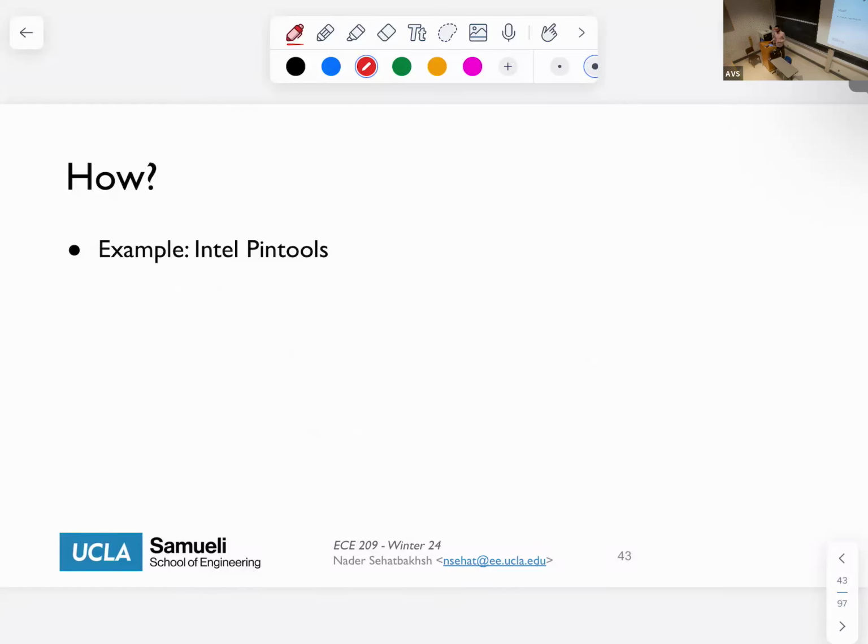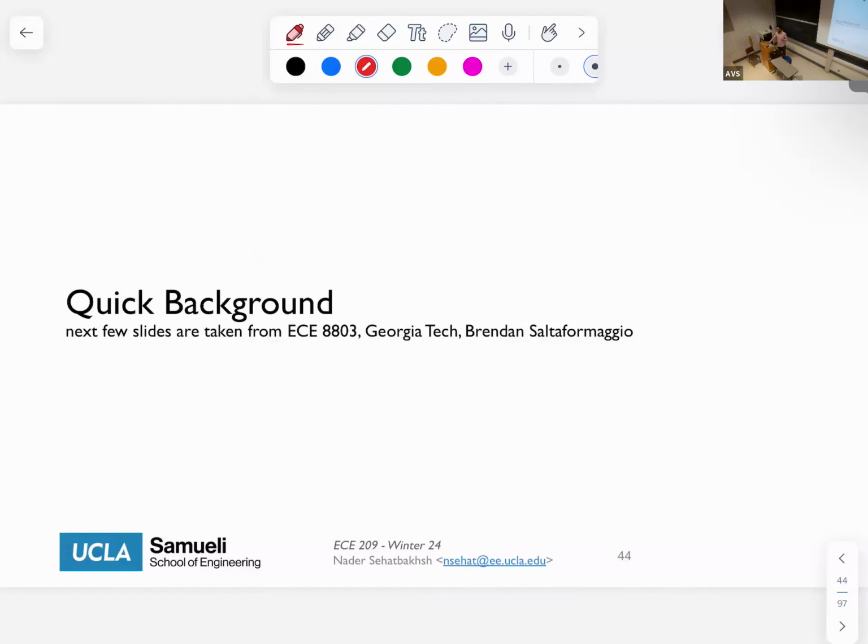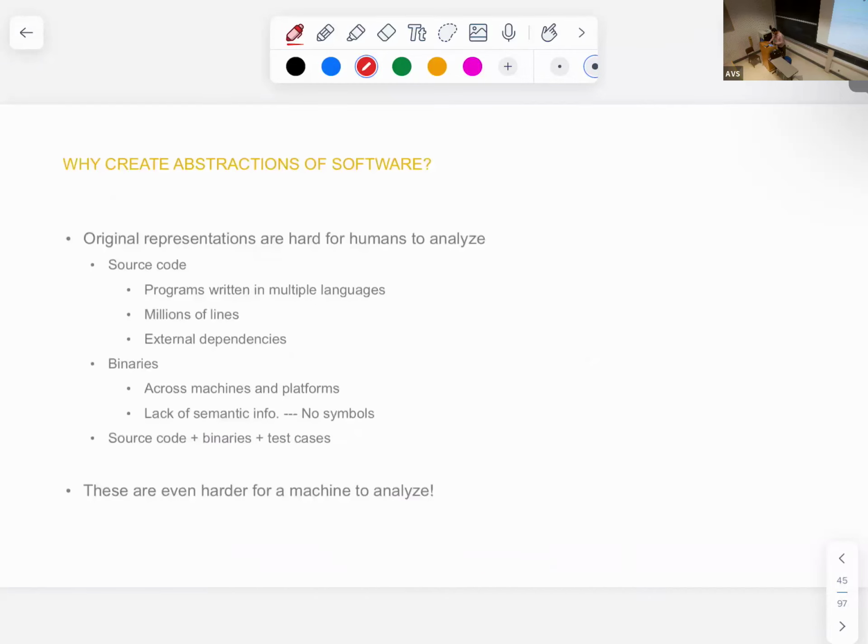So an example of this is Intel Pin tools that we're going to describe shortly. Before that, let's actually talk about a quick background of this control flow path and basic blocks and these things. This is actually what you're going to use in your project as well.